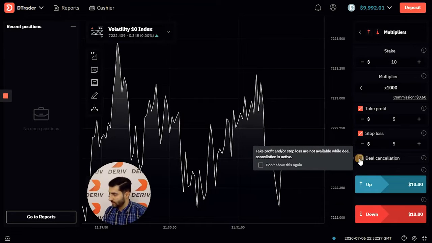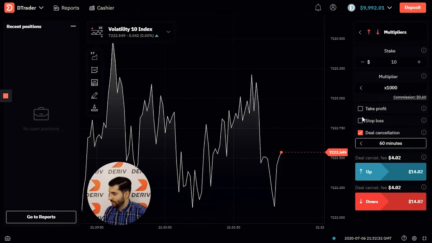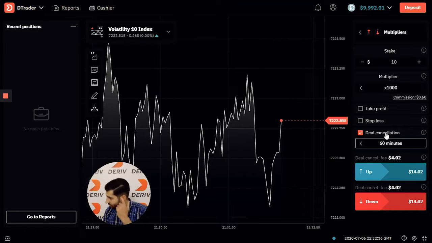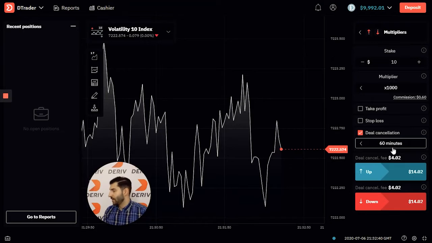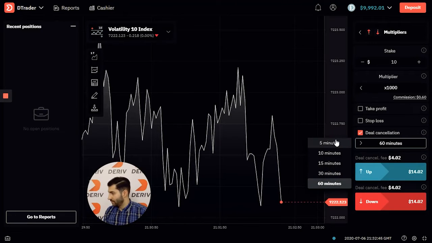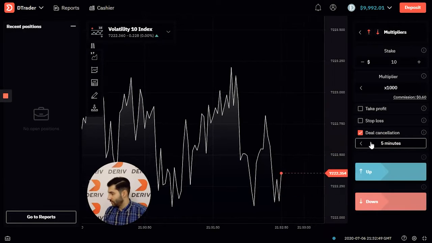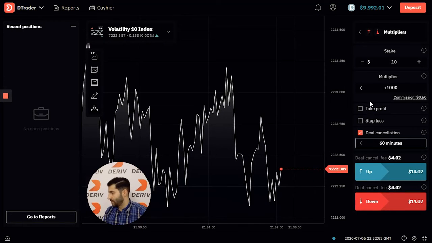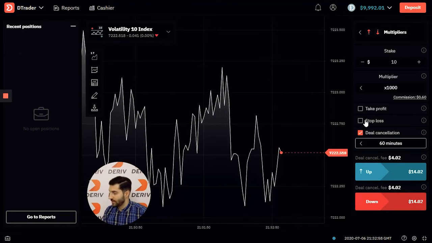You'll notice that when I click on deal cancellation, take profit and stop loss are automatically unchecked. You can only use one of these features at a time, so either deal cancellation or one of either of these two or both of them together. There's always an associated duration with deal cancellation, ranging from 5 minutes to 60 minutes. So while this duration is on, if I set it to 5 minutes or if I set it to 60 minutes, throughout the duration of deal cancellation, I cannot select either of these, but once that expires, I'm able to then check one of these options and set that up again.